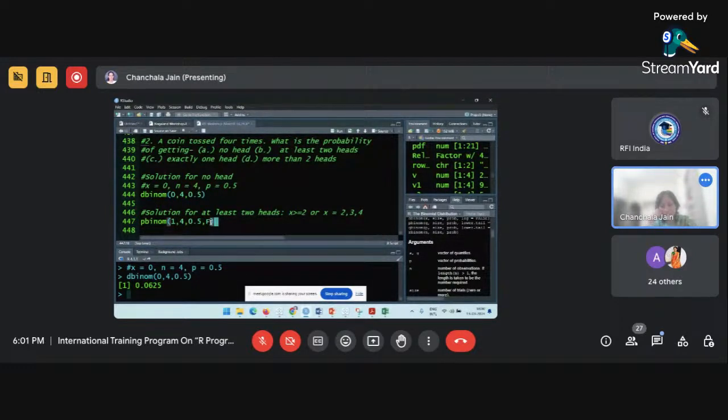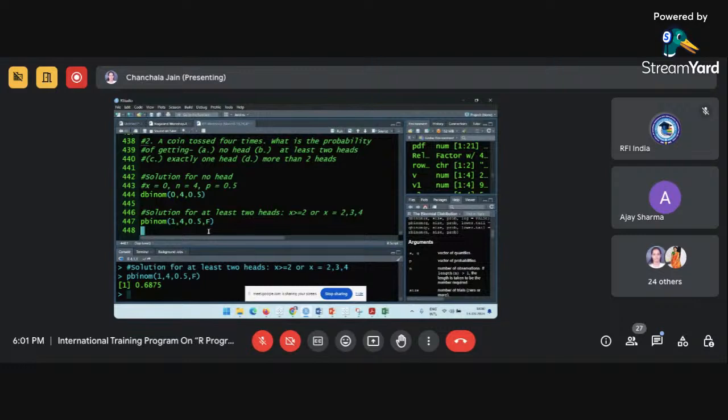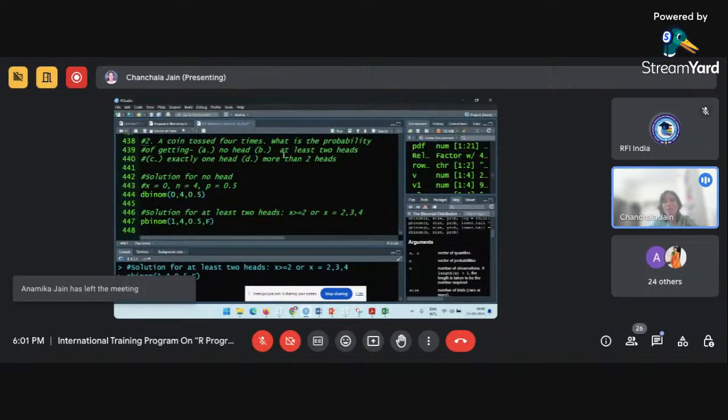Fine. May I press Control Enter? Yes, ma'am. So the answer is 0.6875. There is a 68.75% chance that when tossing a coin 4 times, at least 2 times heads will come. This second one is not clear?